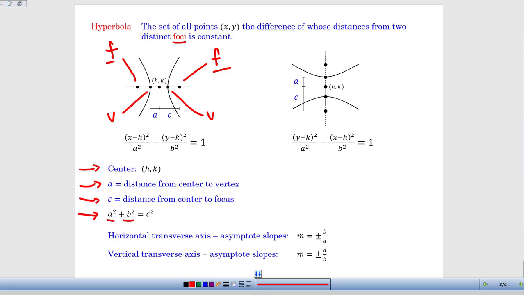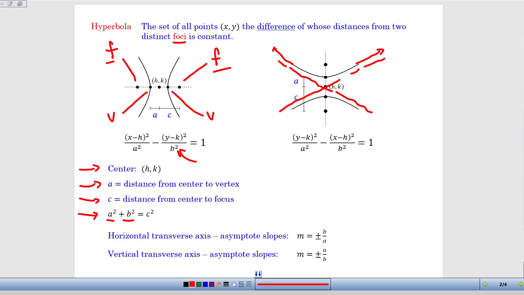The last thing that we haven't talked about is what role b in the equation, the b squared, plays. So they're not shown in these diagrams, but the branches of the hyperbola approach a set of asymptotes that intersect through the center of the hyperbola. So we can imagine that we have these two lines that are intersecting at the center of the hyperbola, and as these branches of the hyperbola extend farther and farther in each direction, they are actually getting closer and closer to these two asymptotes that are crossing through the center.